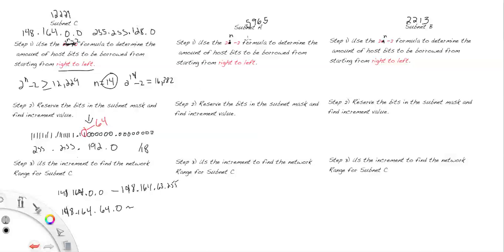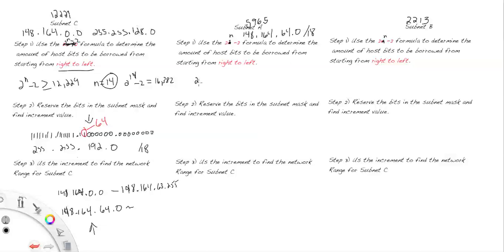So now we need to go to the next range. What's the next range? Subnet A, 5,965. And for this, we start off with what we left off with down here, right? So the subnet was 148.164.64.0, and this was with a /18 subnet mask. In decimal, that would be 255.255.192.0. That's this address here. And then you start this process all over again, right?